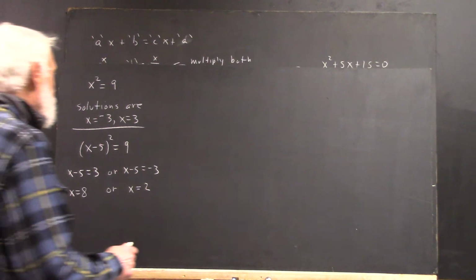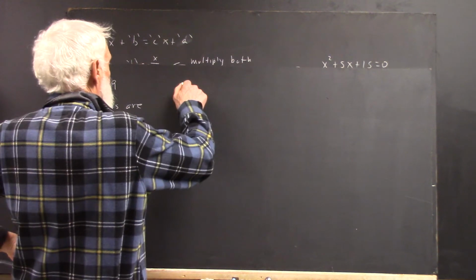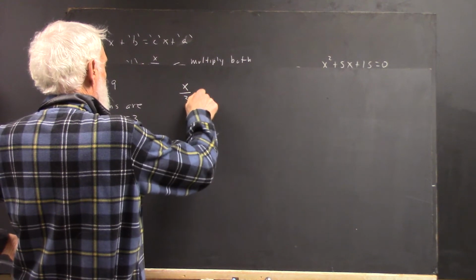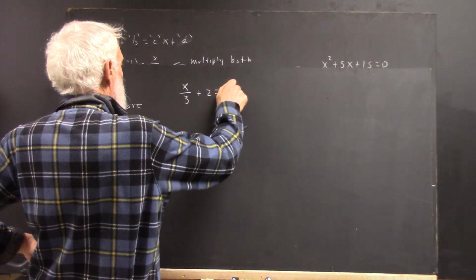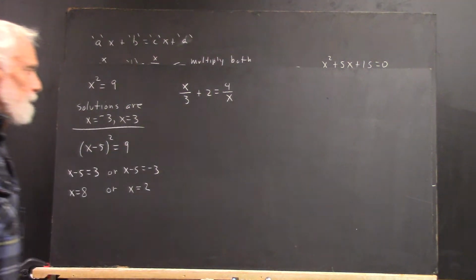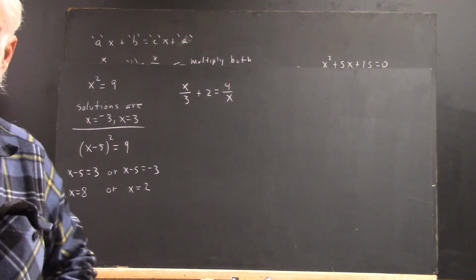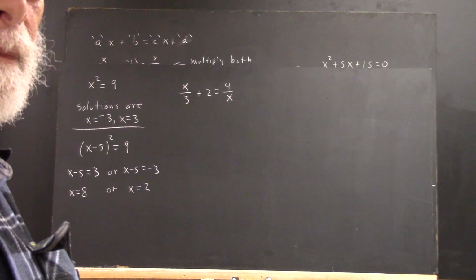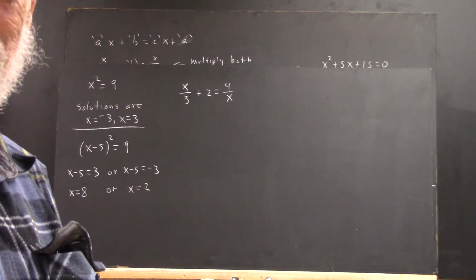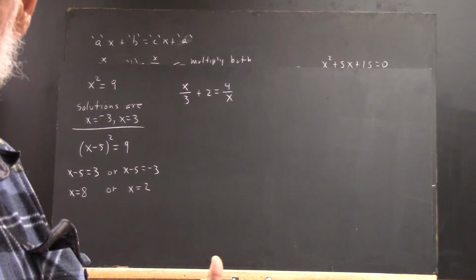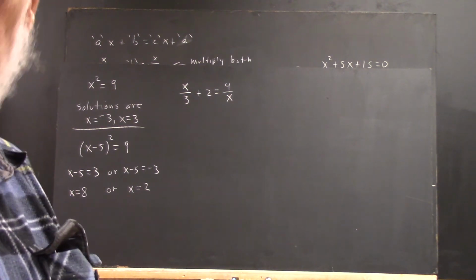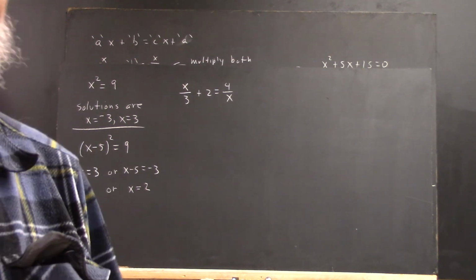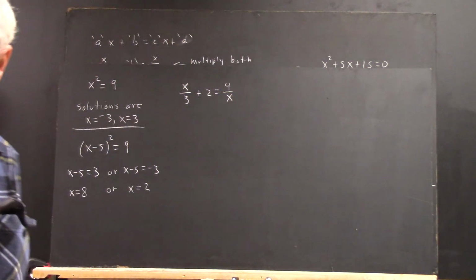Okay. Now, what if you have an equation like this? What are you going to do with that? Well, I told you over here what you do. What's this thing got? Denominators. What are you going to do? You're going to multiply by a common denominator. That needs to be an automatic reflex.